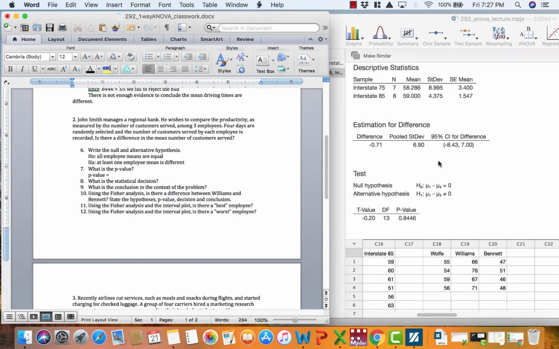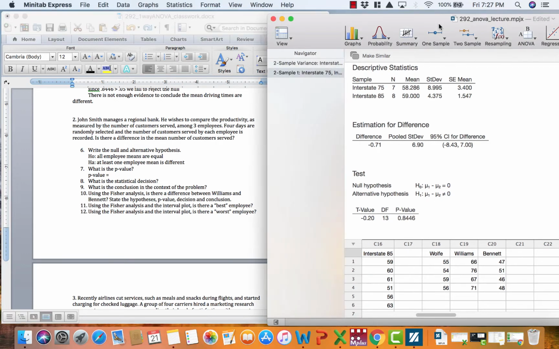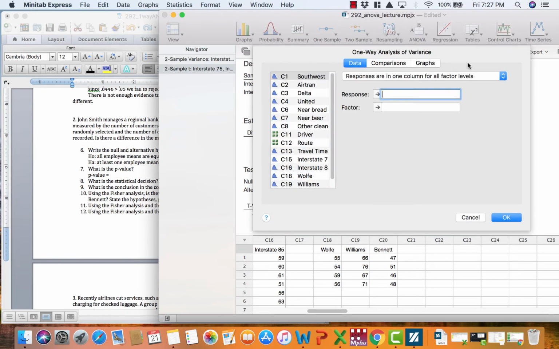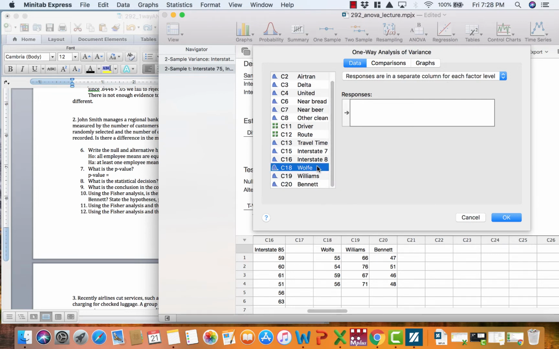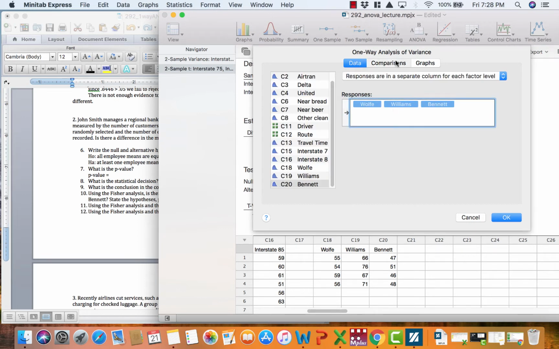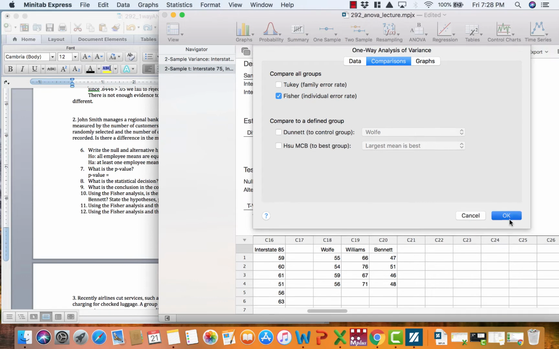All right, so let's talk about how to run an ANOVA in Minitab. We are going to go to ANOVA one way, because we're only considering one factor, and the factor is employee. Responses are in one column for all factor levels? No, we have more than one column. We have 3 columns, one for each employee. So we say responses are in a separate column for each factor level. And we want to select Wolf, Williams, and Bennett. Under comparisons, we want to check Fisher. This is something you'll do each and every time you run a one-way ANOVA. You will put in your data, go under comparisons, check Fisher and say okay.